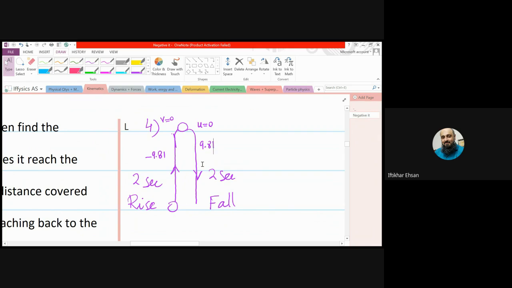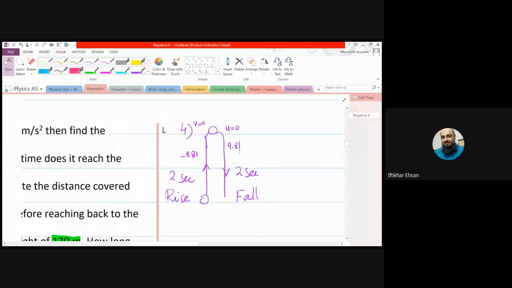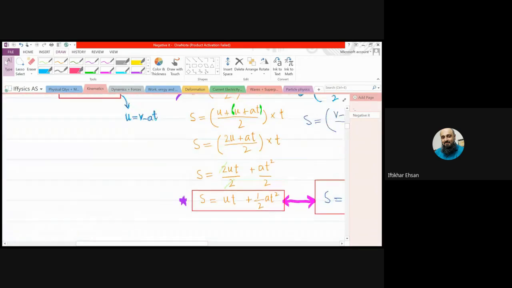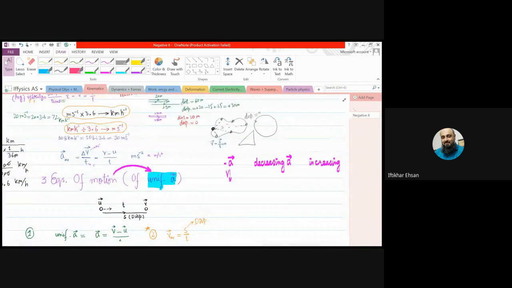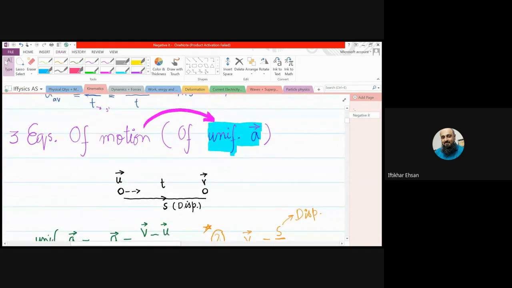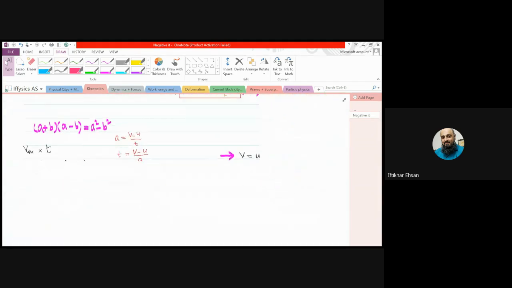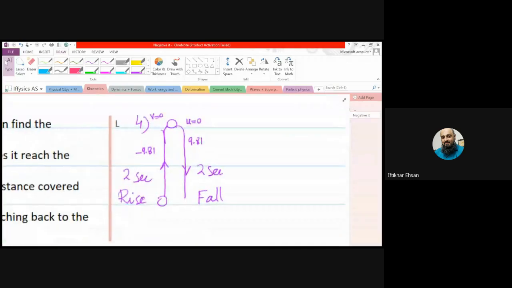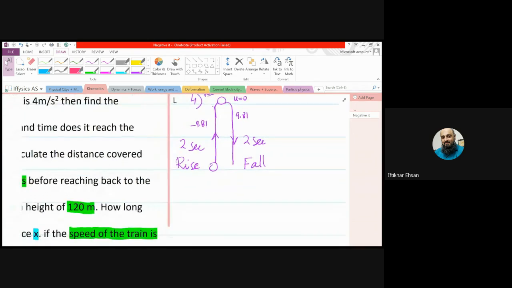Beta, these equations of motion are said to be equations of uniform acceleration. It means they can be applied to constant acceleration only. So here the acceleration is the same while rising and then falling. It means we can use either side. So I'm going to share two answers.